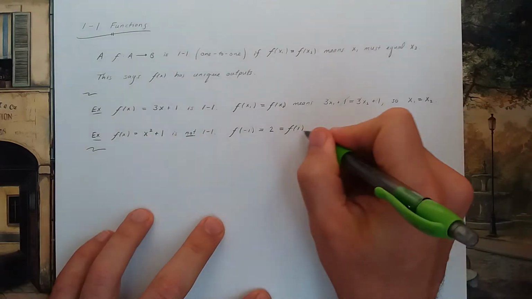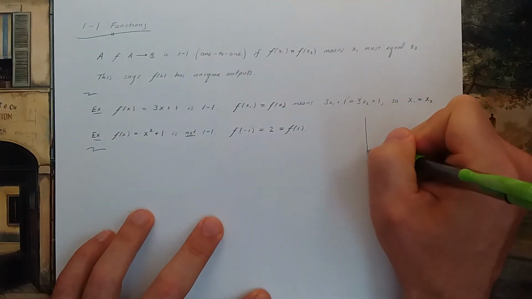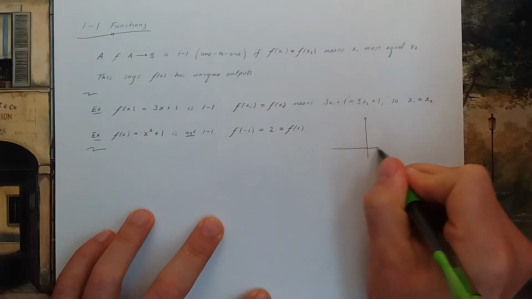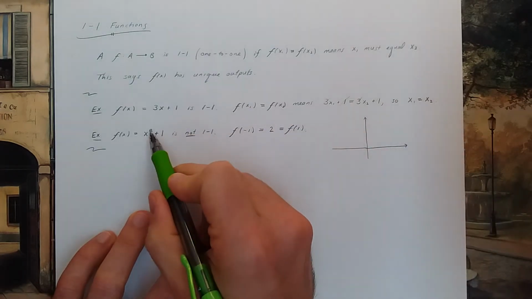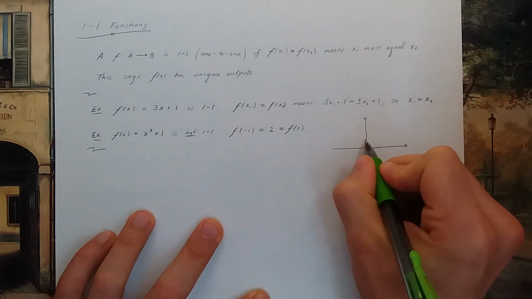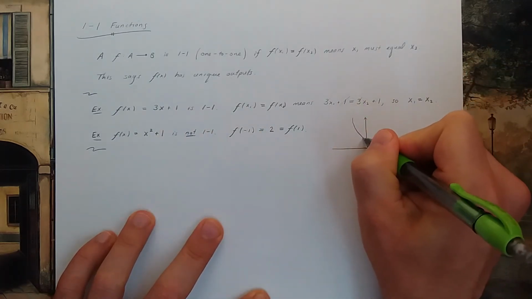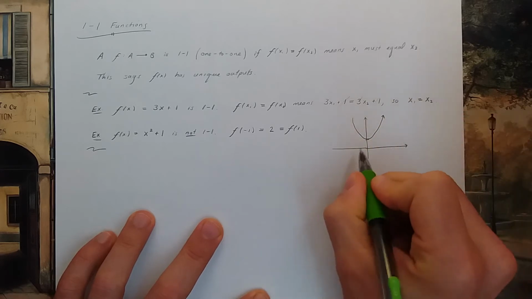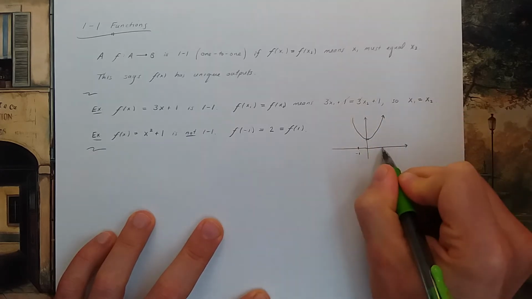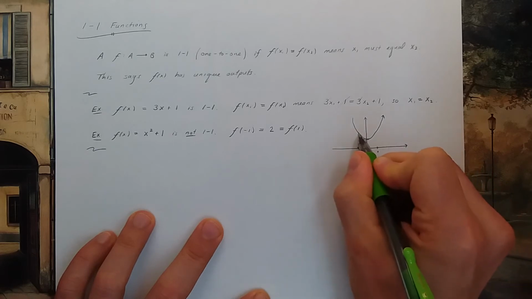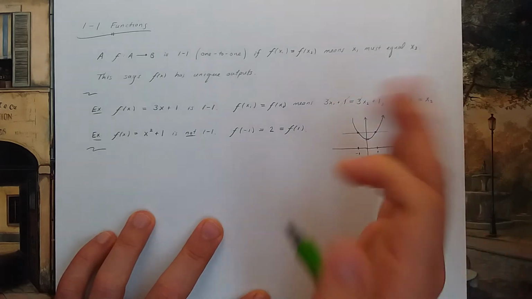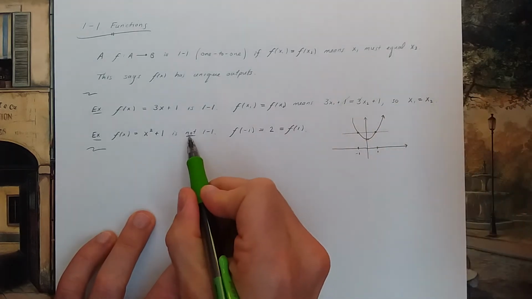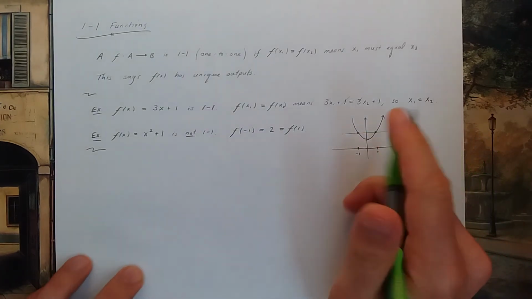If you want to see this second example graphically, you could draw the graph of x² + 1. That's the graph of x², just shifted up 1 unit. So we get a parabola that looks like this. If I plug in -1 and if I plug in +1, I get the same height. So I have two places on the graph that are the same height, so the function is not one-to-one.